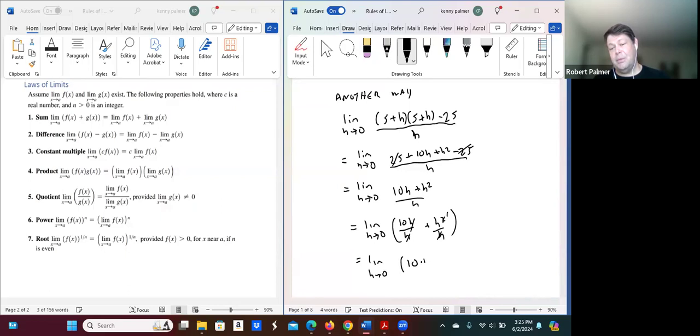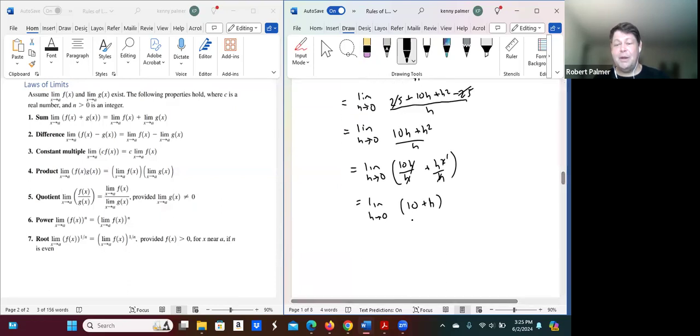So 10 plus h. Now I can plug in 0 for h. This is just a polynomial in h. If I plug in 0 for h, this is going to be 10 plus 0, which is equal to 10, which is exactly what we thought it was. So we can see from the graph what the limit was approximately, but here we're actually able to find the exact value. All right, let's do one more of those.